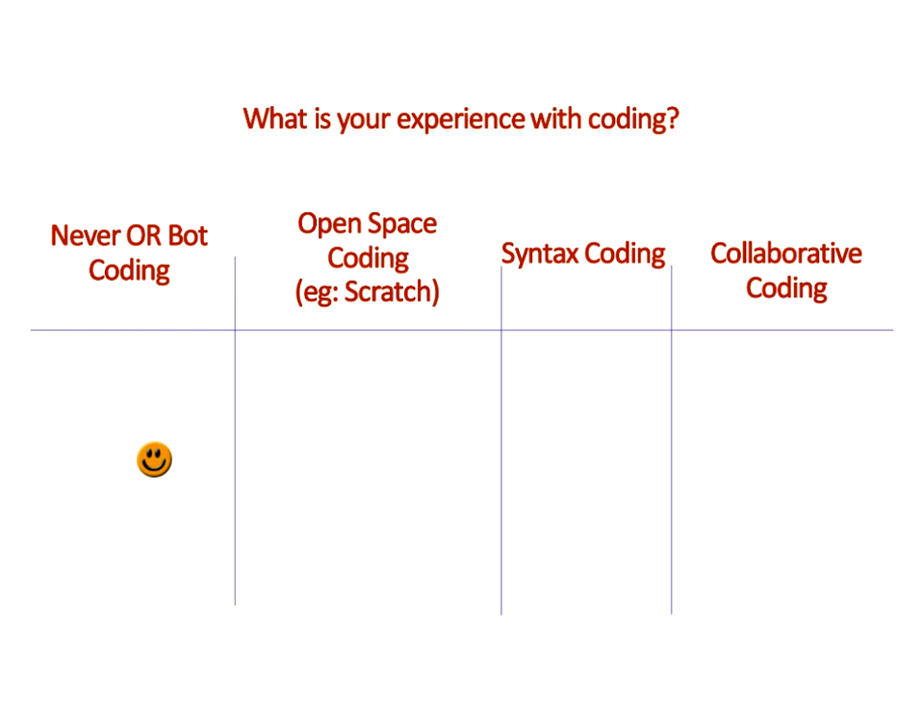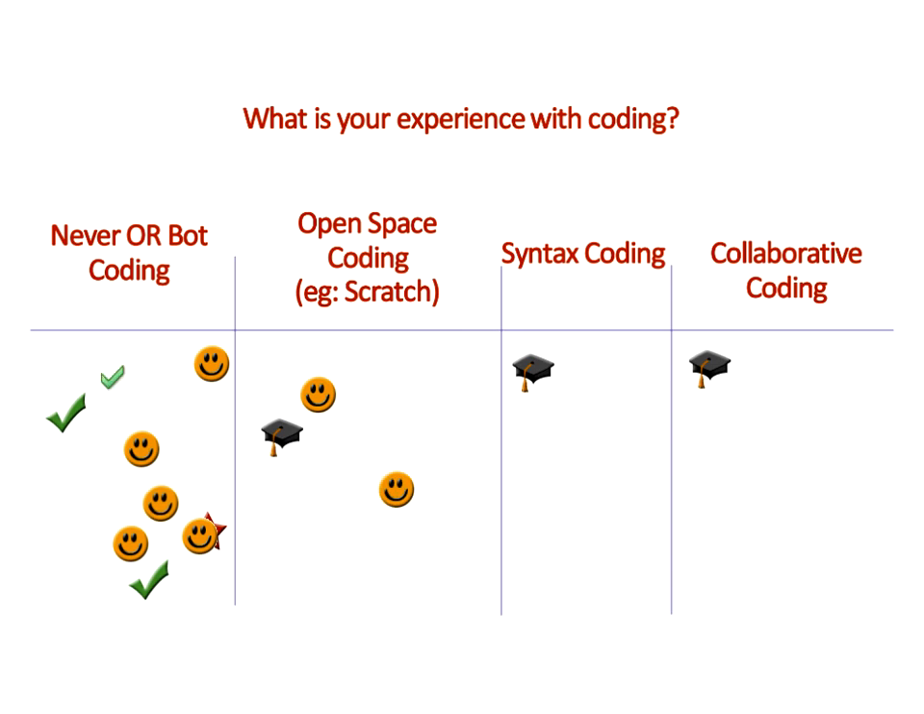So let's move ahead. What is your experience? I think when we asked the poll at the beginning about the hour of code, we had quite a few who had tried the hour of code. But based on the model that I've created, where would you put yourself? So never or bot coding would be the hour of code. If you've done other cool things and you've had kids create content or you've created content using block code, put yourself in open space coding. If you've written code before, put yourself in syntax coding. And of course, if you've developed something super cool using existing code, put yourself in collaborative coding.